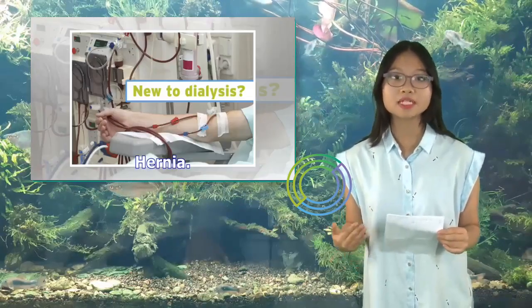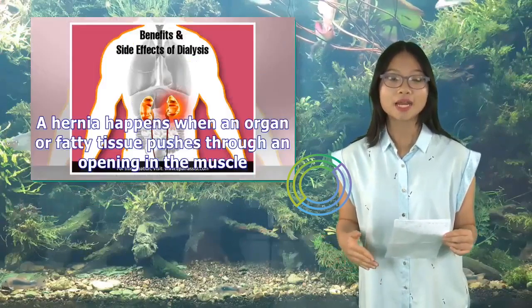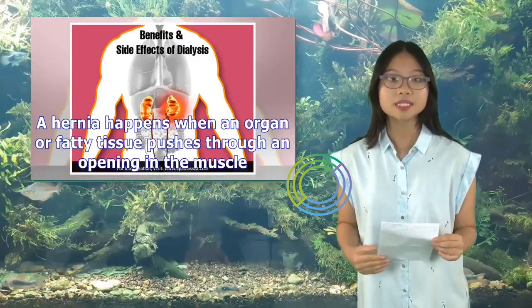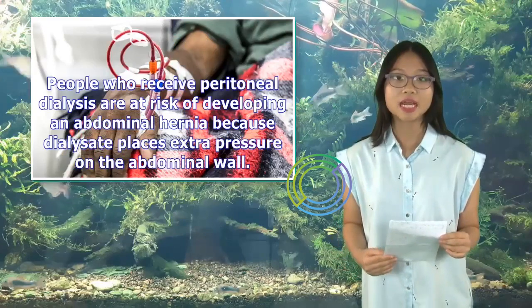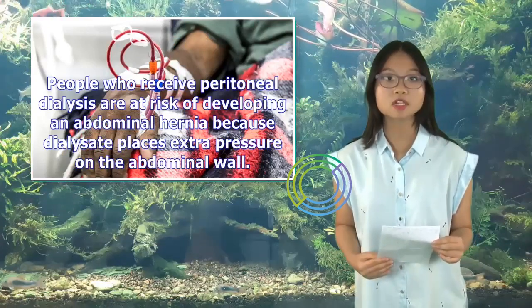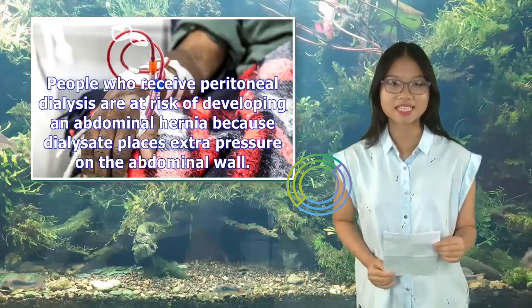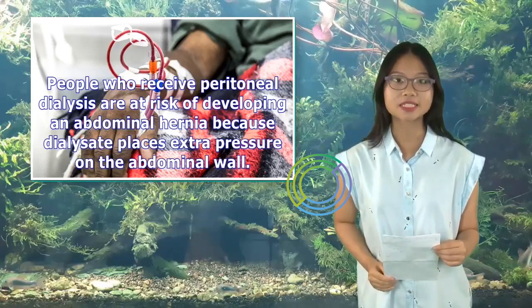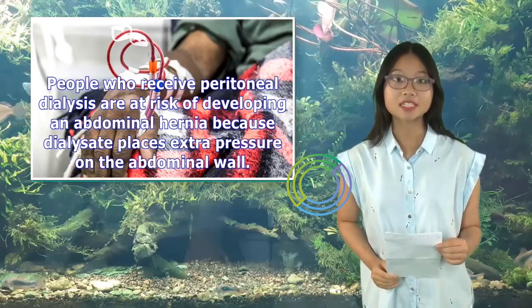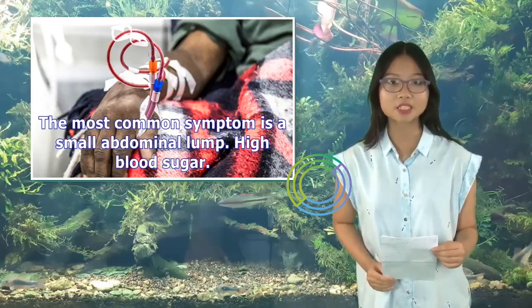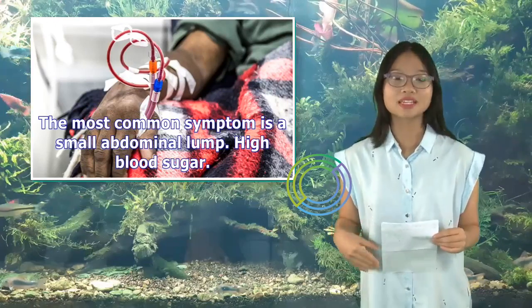Hernia. A hernia happens when an organ or fatty tissue pushes through an opening in the muscle. People who receive peritoneal dialysis are at risk of developing an abdominal hernia because dialysate places extra pressure on the abdominal wall. The most common symptom is a small abdominal lump.